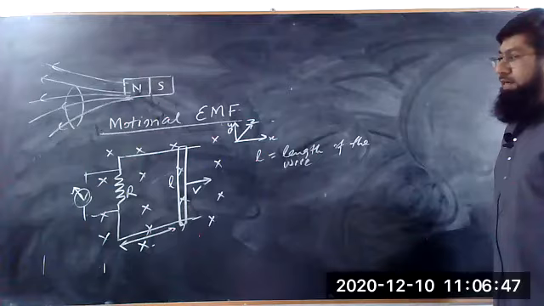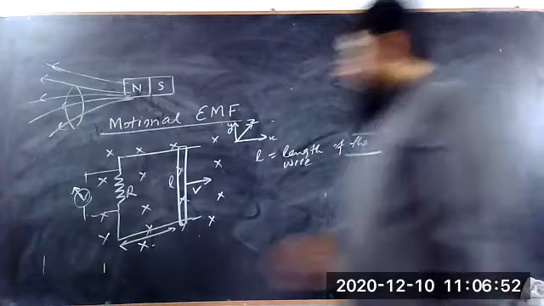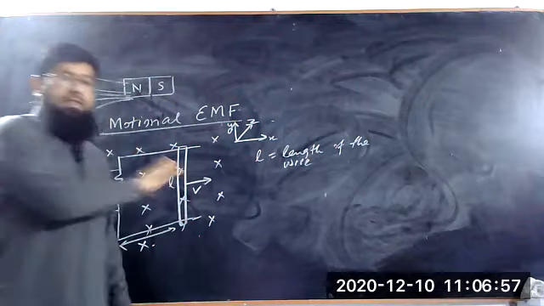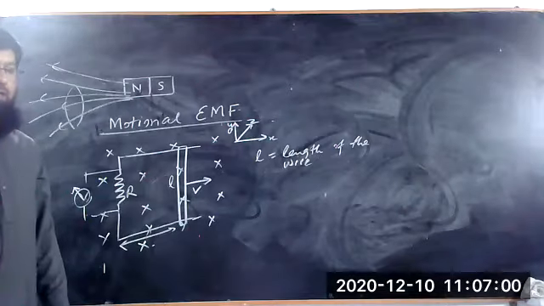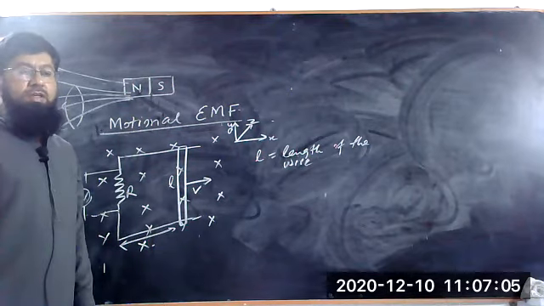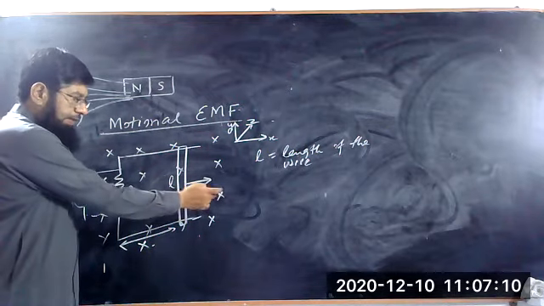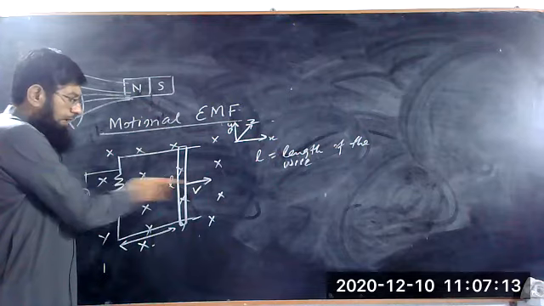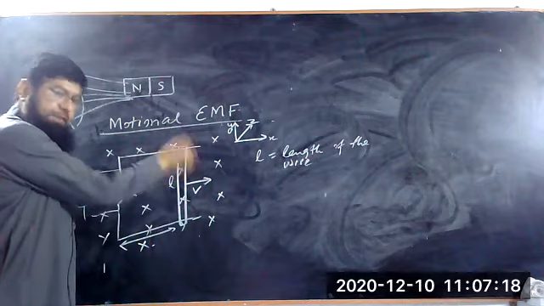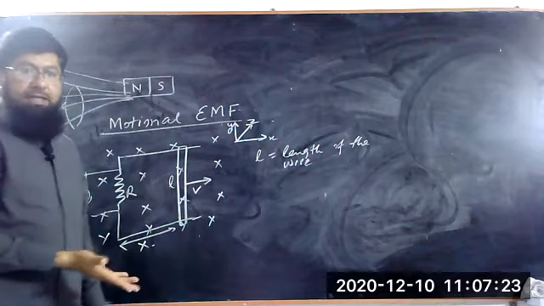Now here, if we say that this wire is a conductor, it means there are free electrons in the wire. Each electron will experience a force when it moves in the magnetic field. If we say that the magnetic field is into the board and the wire is moved in this direction, all the electrons within the wire are moving with the wire. So how do we find the direction of the force?